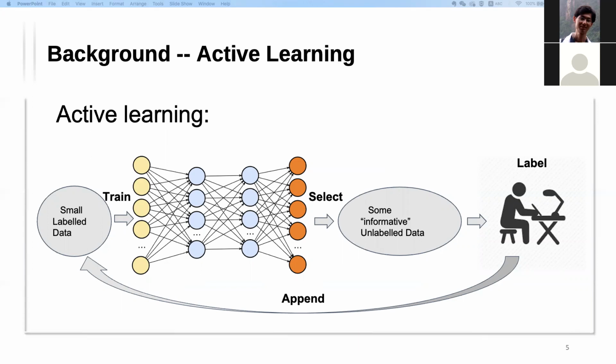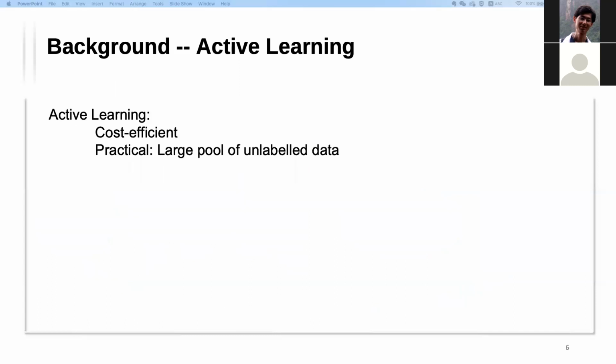In this process, humans only need to label partial data, not all of it, because the additional selection process can filter out uninformative data. As you can see, the advantage of active learning is that it's cost efficient because it saves manpower. In addition, if we want to deploy the model in industry, active learning is a more practical scenario because every day a huge amount of unlabeled and unclean data comes in. It's not possible to go through all of it.